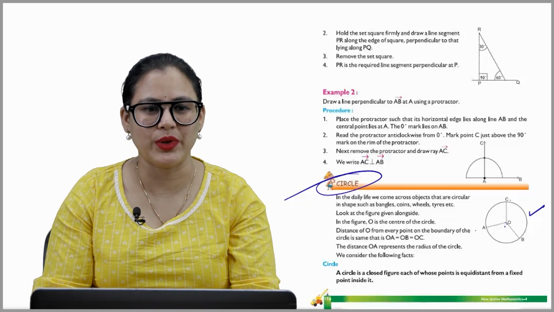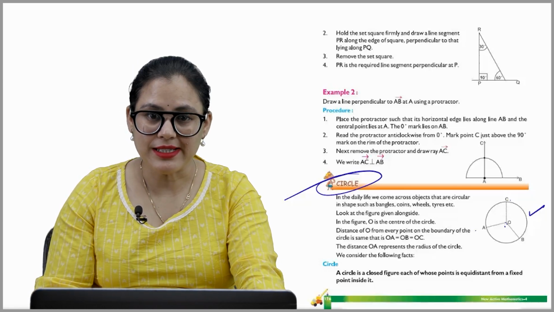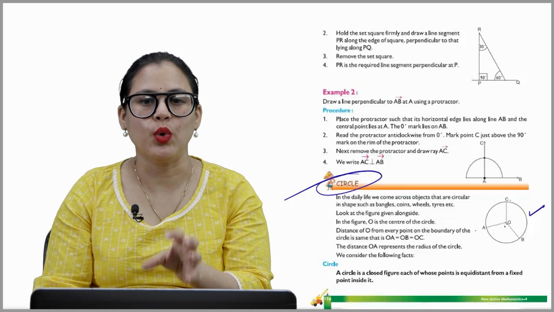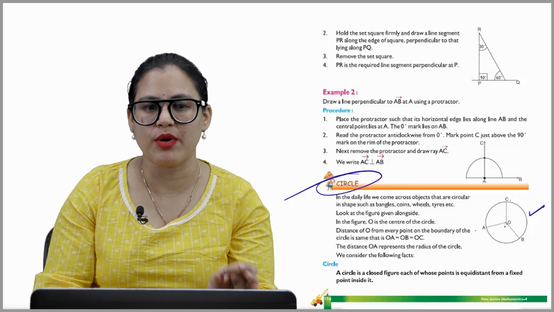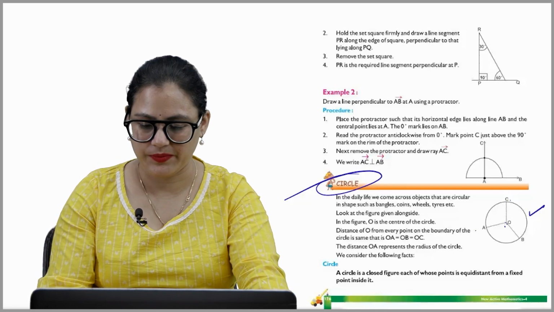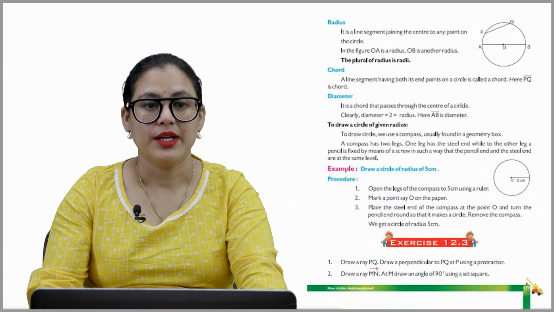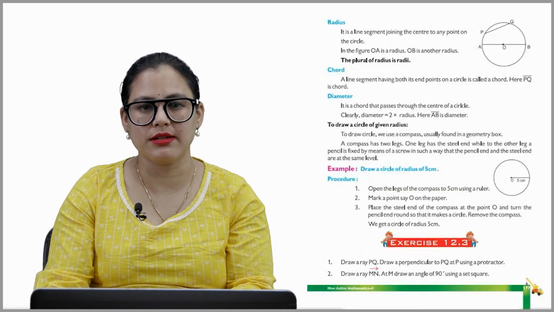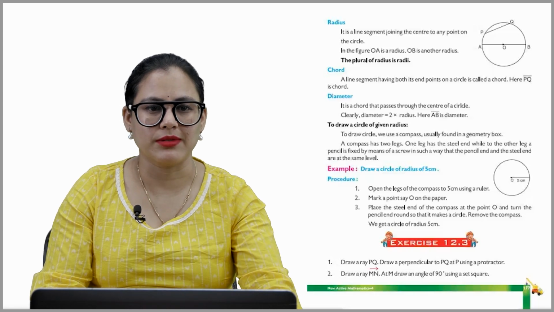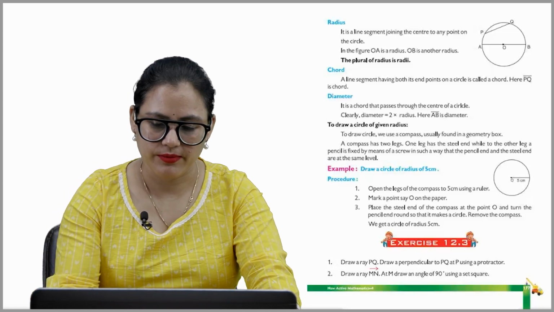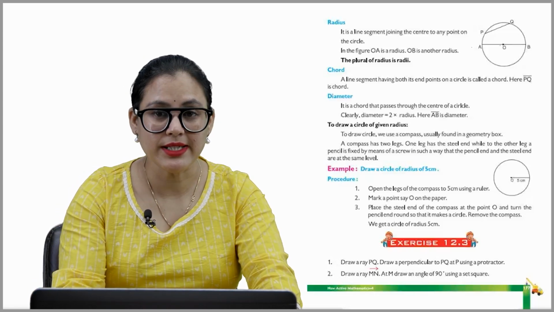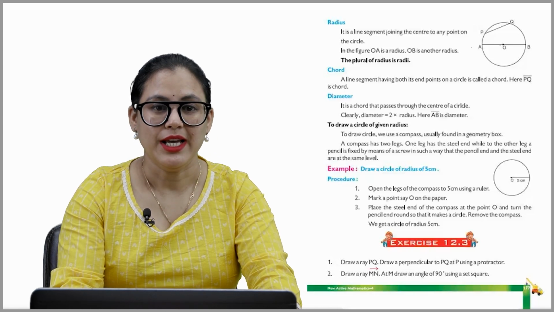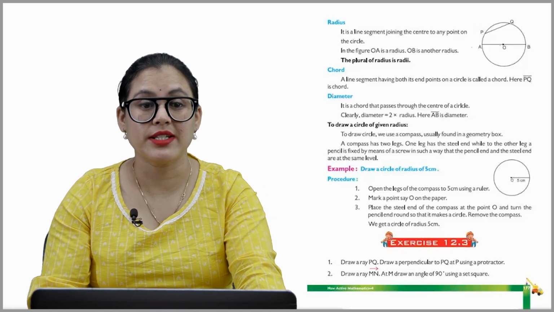We consider the following facts. A circle is a closed figure, each of whose points is equidistant from a fixed point inside it. Radius. It is a line segment joining the center to any point on the circle. In the figure, OA is a radius, OB is another radius. The plural of radius is radii.